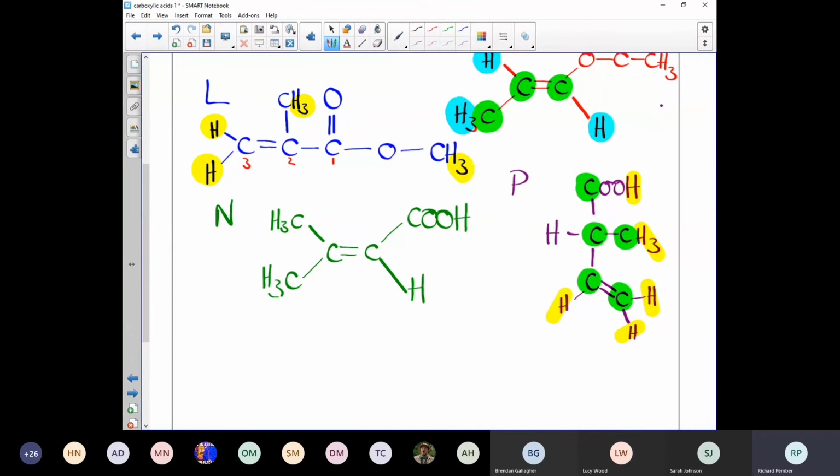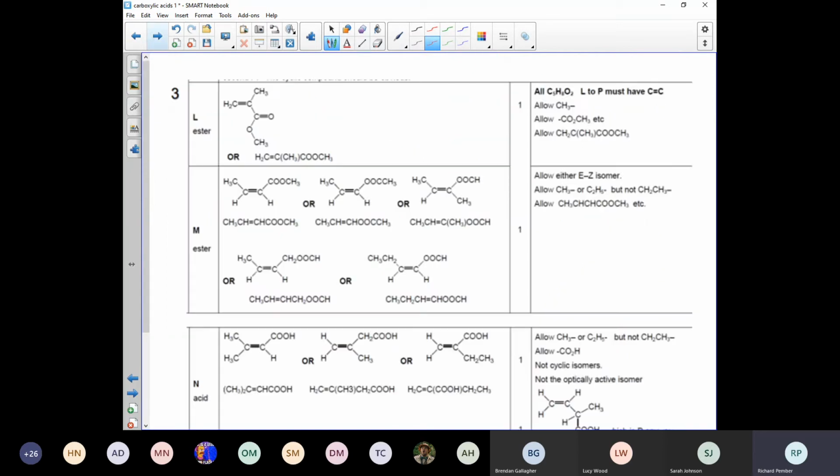So that gives us our molecular formula of C5H8O2. As you can see, it has the chiral carbon, so that carbon is attached to 4 different groups, and that fits the bill. I'm not sure if you'd have been able to draw anything other than that for P. Okay, let's have a look at the mark scheme and see if we got those right.